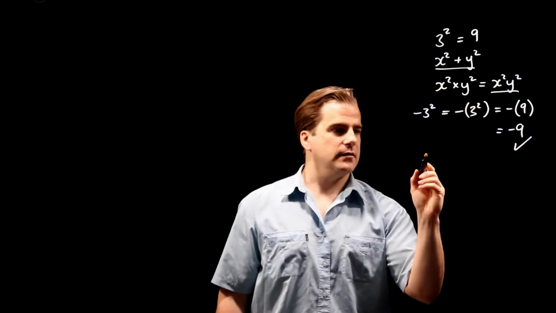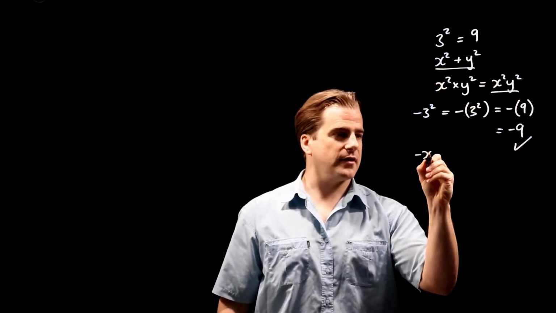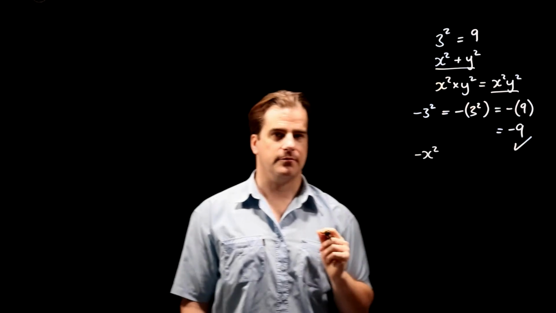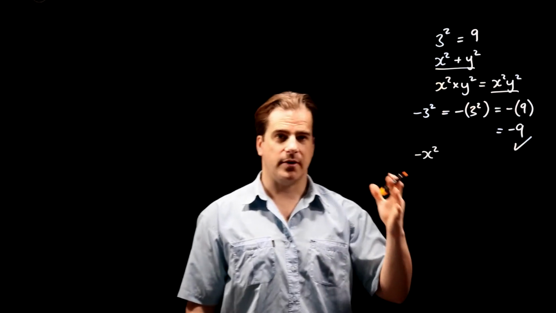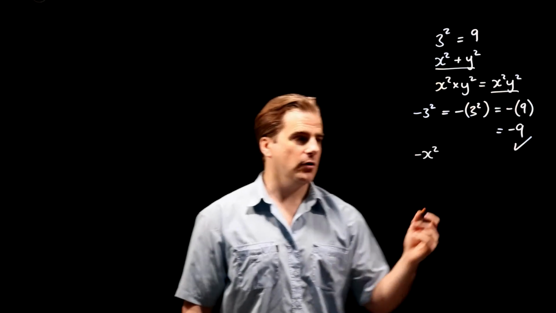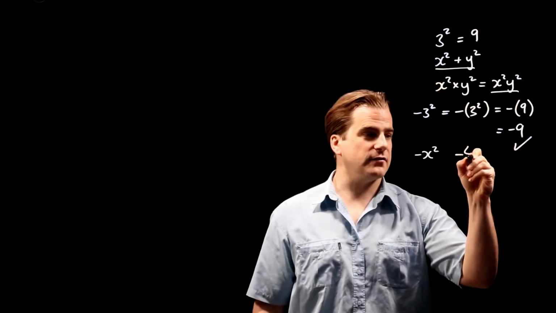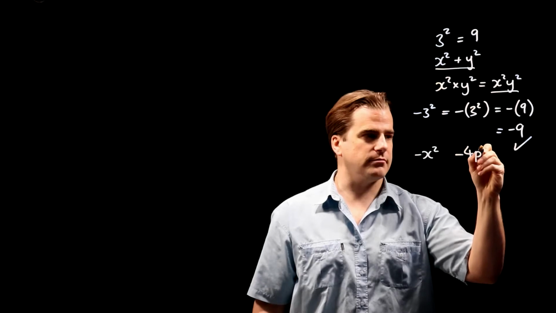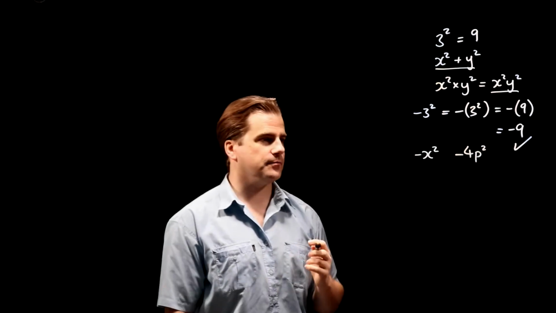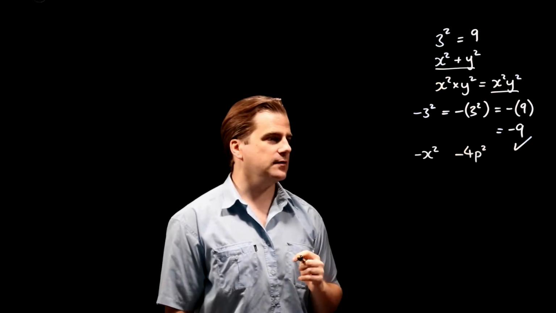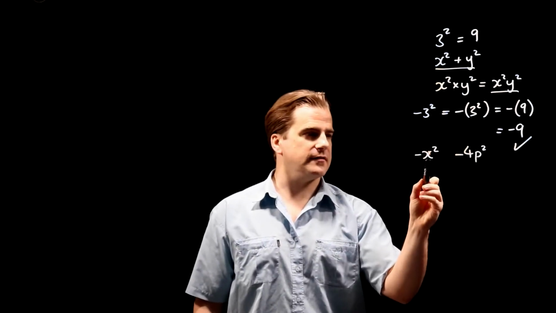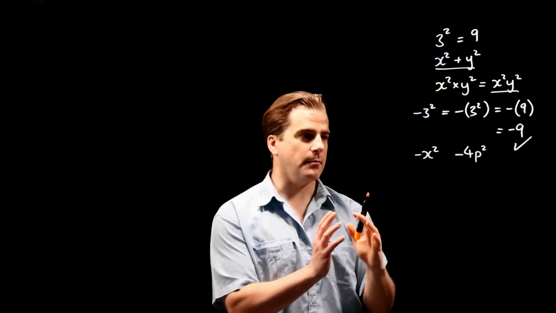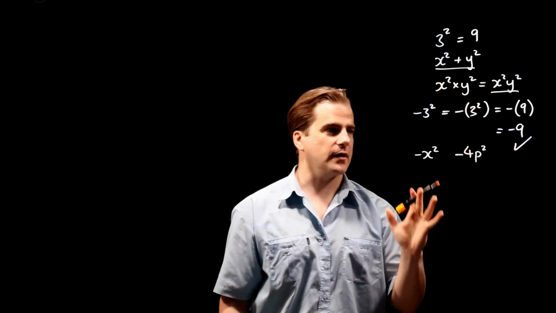Right. So that means we can write something like minus x squared. Okay? Or minus y squared or minus q squared. Or we can have minus 4p squared, something like that. Okay? This means, just like that, it's x times x and then minus whatever that is. Okay, good.